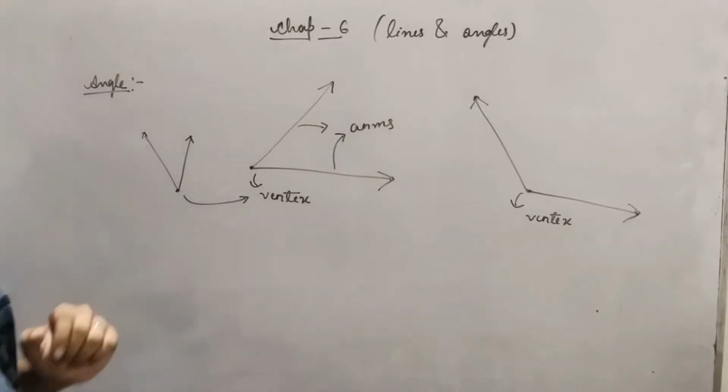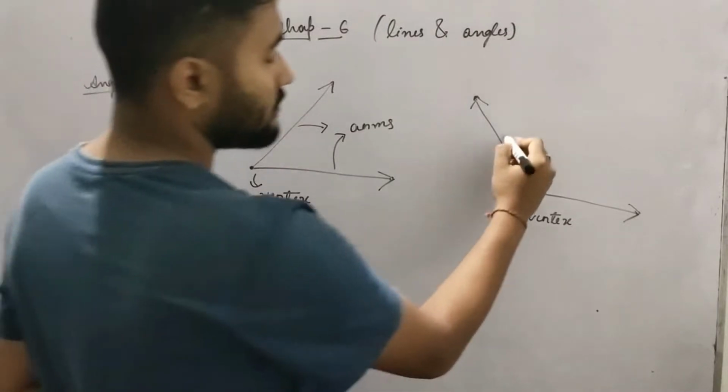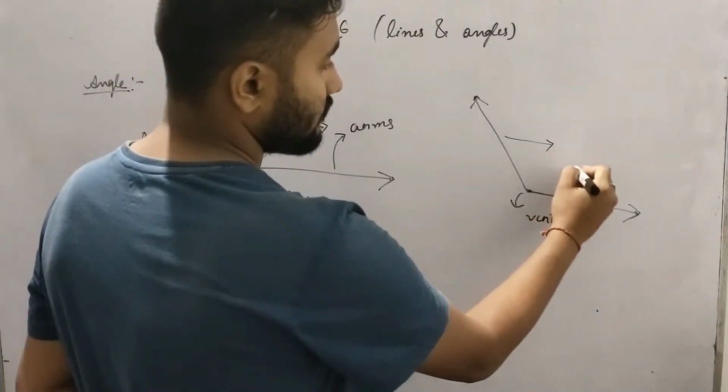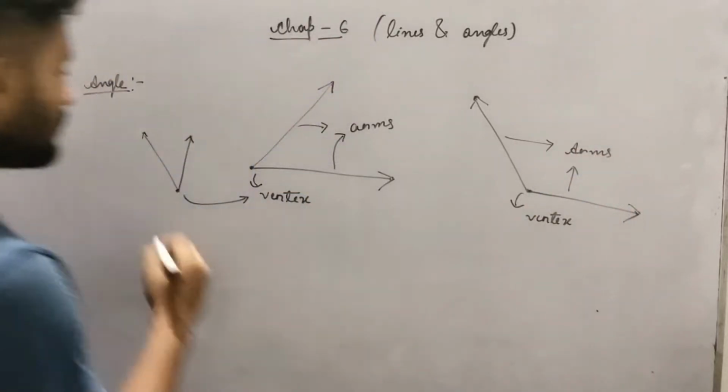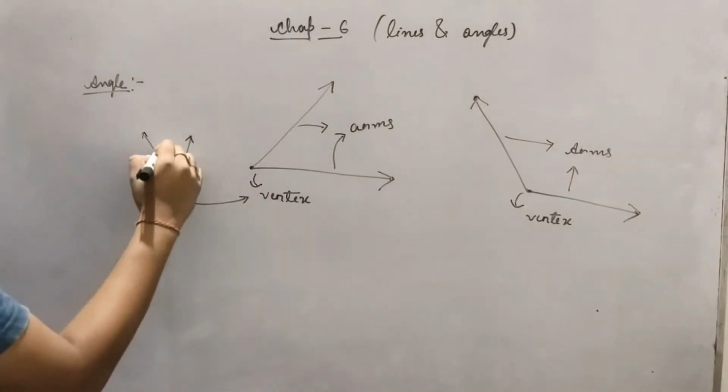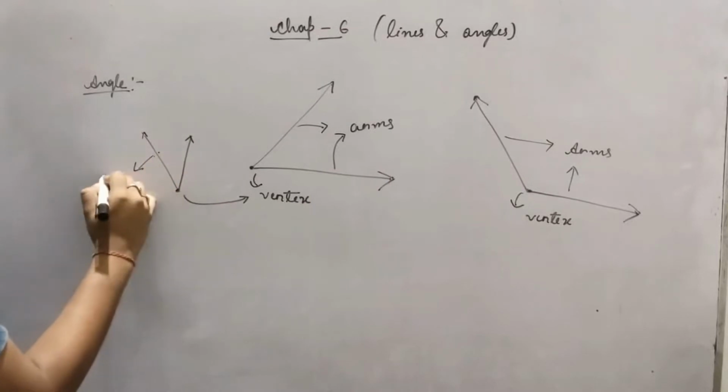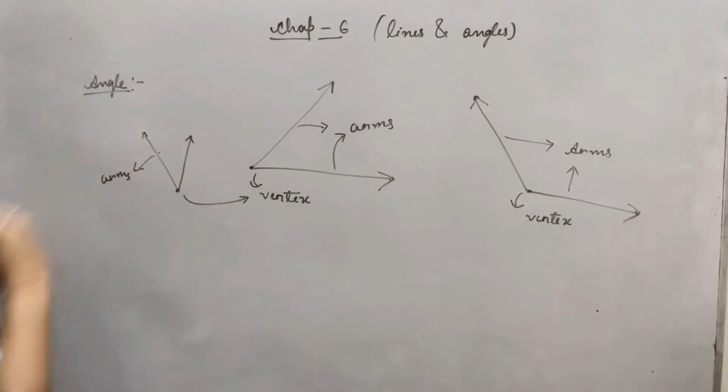They are known as what? Arms. Okay, these are called as what? Arms. Arms. Understood? These are what? These are arms. Okay.